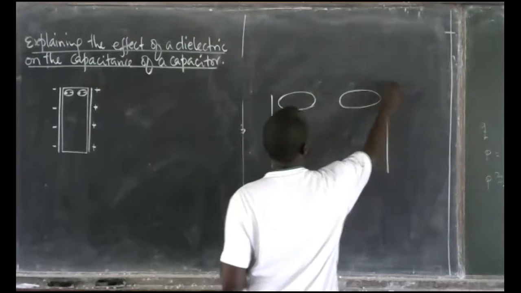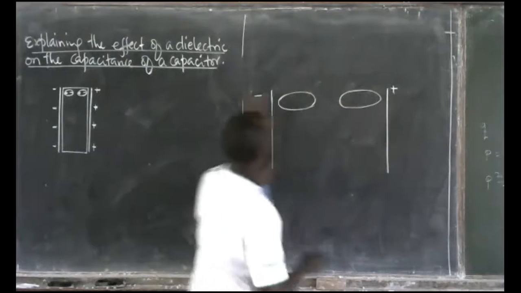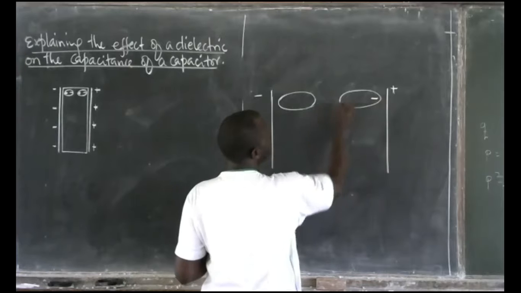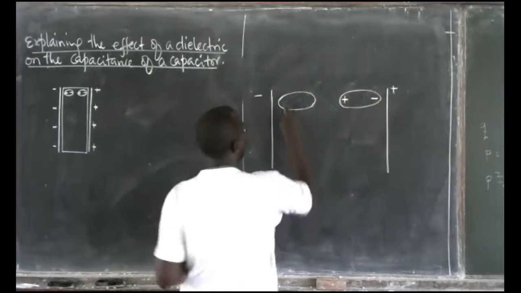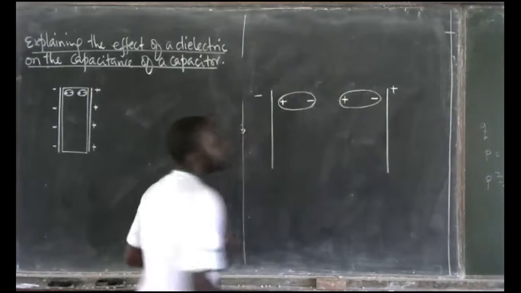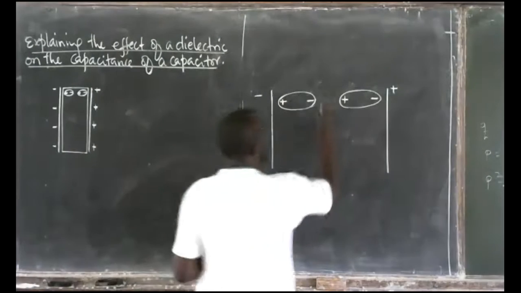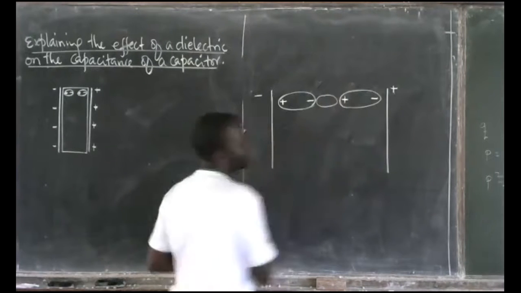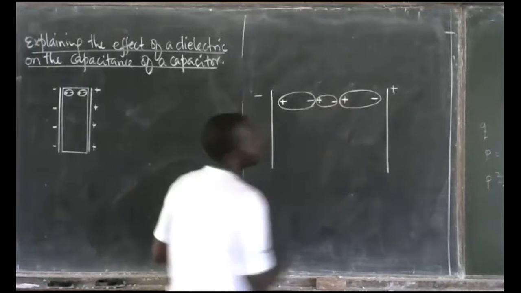Since this plate is negative and this plate is positive, this one will attract the negatives towards itself, and the positive will be repelled to the first side. Likewise, here the positive will be on this side, while the negative will be far aside. As a result, any other atom in here, which is also distorted, will have its positive this side and the negative this side.